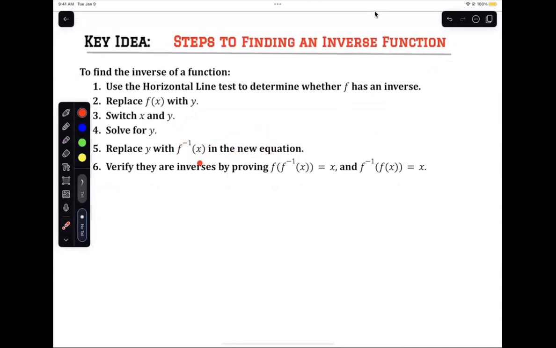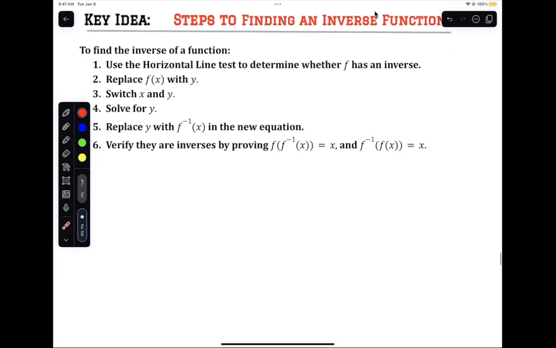And then, and this is something that you guys will need to do on your tests, is to prove they are inverses by showing that the composition is equal to x. So f of f inverse of x equals x, and the reverse, f inverse of f of x is equal to x. So we're going to practice doing that for a few examples.